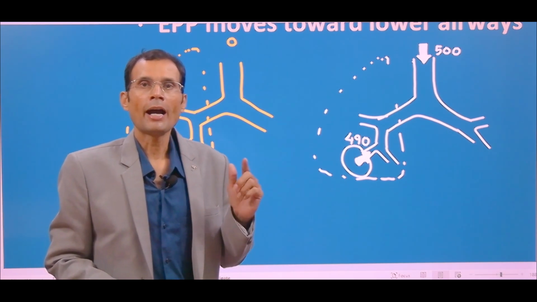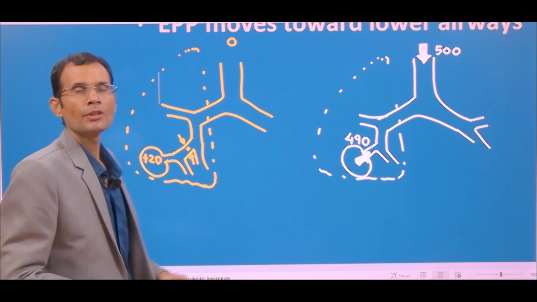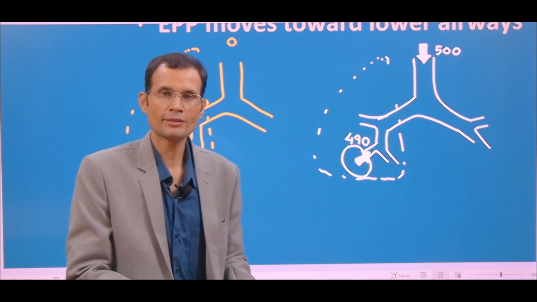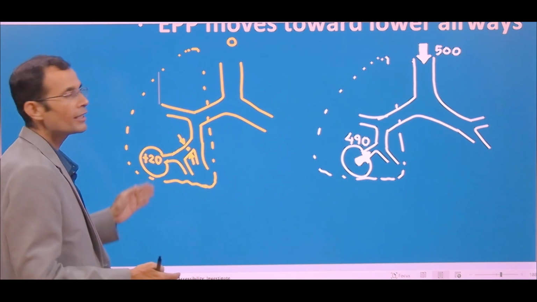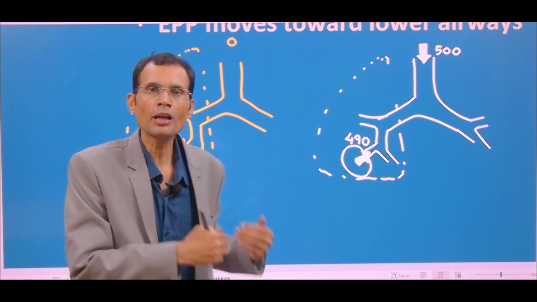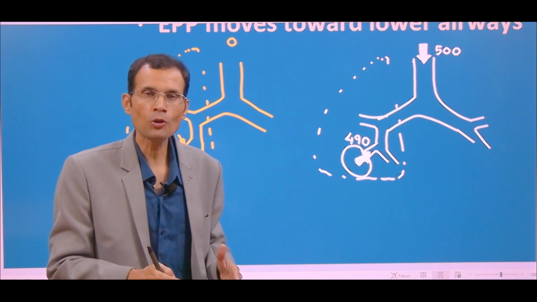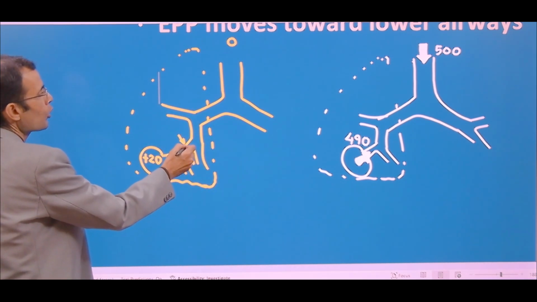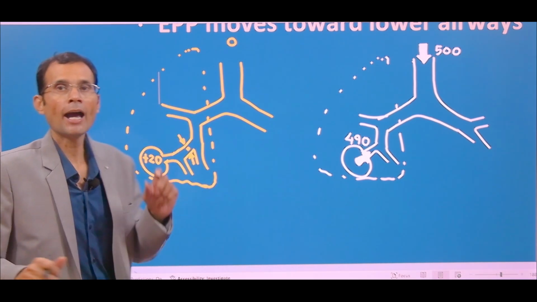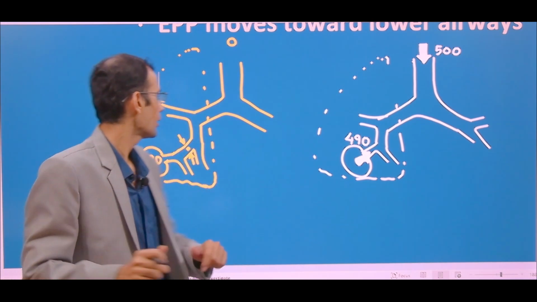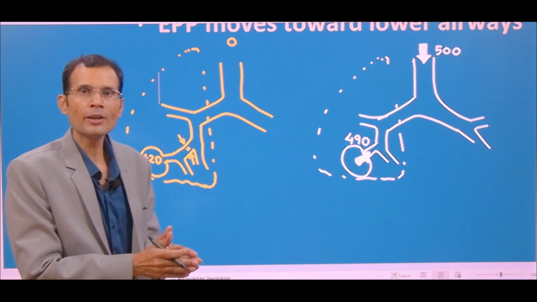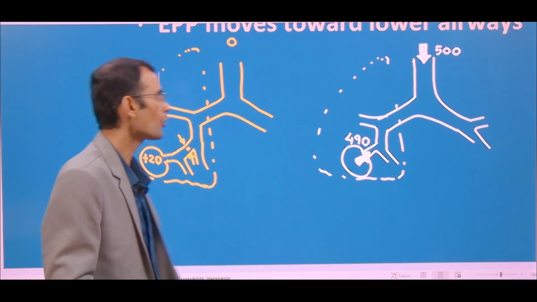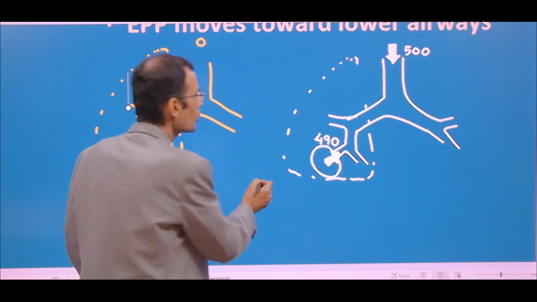And second, further expiration will become more and more laborious because the EPP has gone into the non-cartilaginous airways. Therefore, they are prone to further and further compression. So remember, because the EPP has shifted downward as a result of the disease process, there is early closure of airways, and therefore expiration is more and more laborious. See the consequence of that.